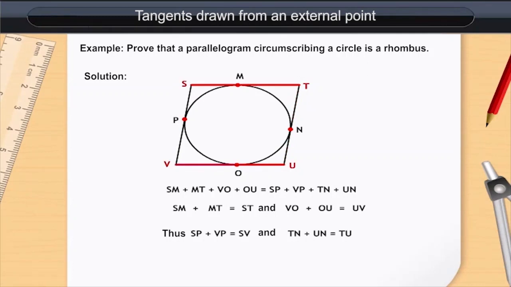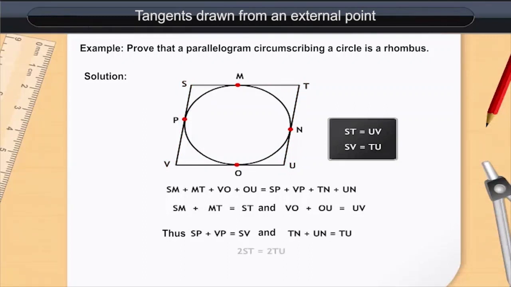So, ST is equal to VU and SV is equal to TU. As STUV is a parallelogram and ST is equal to UV and SV is equal to TU, opposite sides are equal, so 2ST is equal to 2TU, or ST is equal to TU. Hence, we obtain a quadrilateral whose adjacent sides are equal. Therefore, STUV is a rhombus.